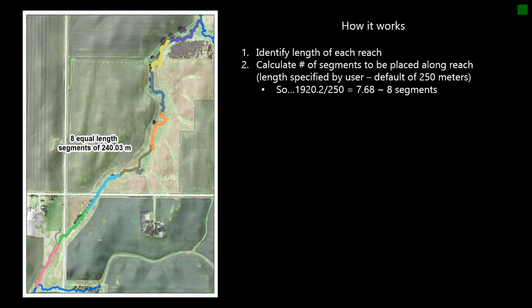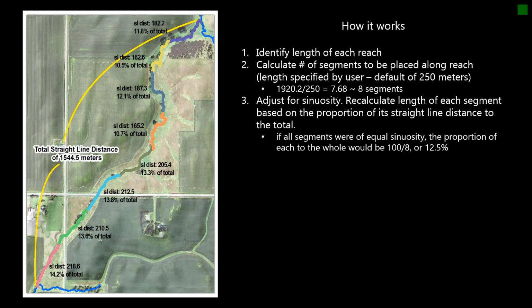So again, we had a length of 1,920.2 meters. As the default suggests, we will choose 250 meters to be our riparian segment length. So that original length divided by the riparian segment length equals 7.68, and we'll round this up to be about 8 segments. If we take that original length again and actually divide it by 8, we see that we will have 8 equal segments of 240.03 meters.